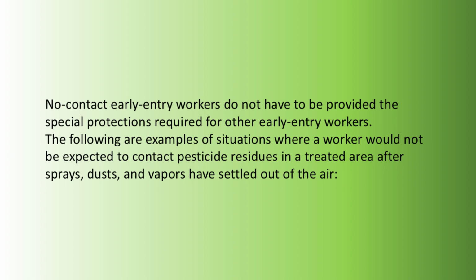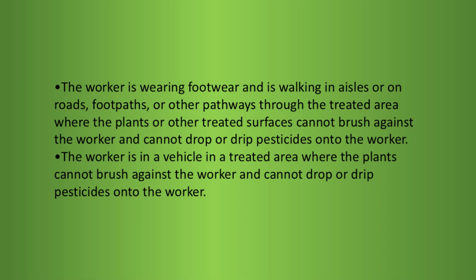The following are examples of situations where a worker would not be expected to contact pesticide residues in a treated area after sprays, dust, and vapors have settled out of the air. The worker is wearing footwear and is walking in aisles or on roads, footpaths, or other pathways through the treated area where the plants or other treated surfaces cannot brush against the worker and cannot drop or drip pesticides onto the worker. The worker is in a vehicle in a treated area where the plants cannot brush against the worker and cannot drop or drip pesticides onto the worker.